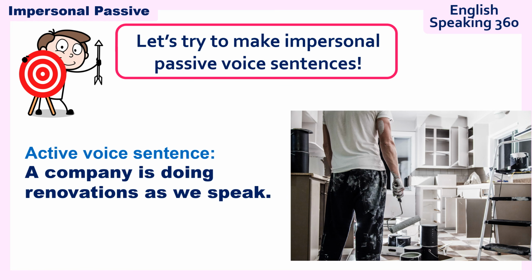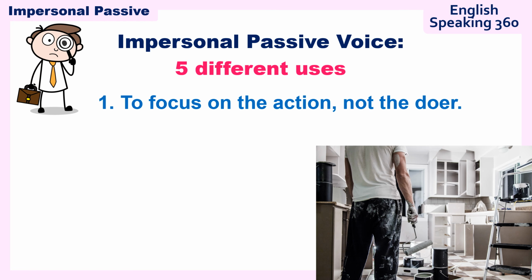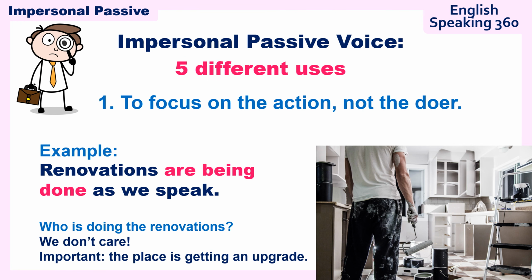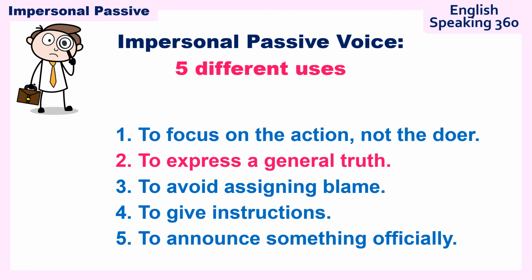A company is doing renovations as we speak. Try to make the impersonal passive voice. Here it is. Renovations are being done as we speak. Once again, who is doing the renovations? We don't care because the important thing is that the place is getting an upgrade. It could be any company. We don't mind. Let's move on to the second use of the impersonal passive voice, to express a general truth.